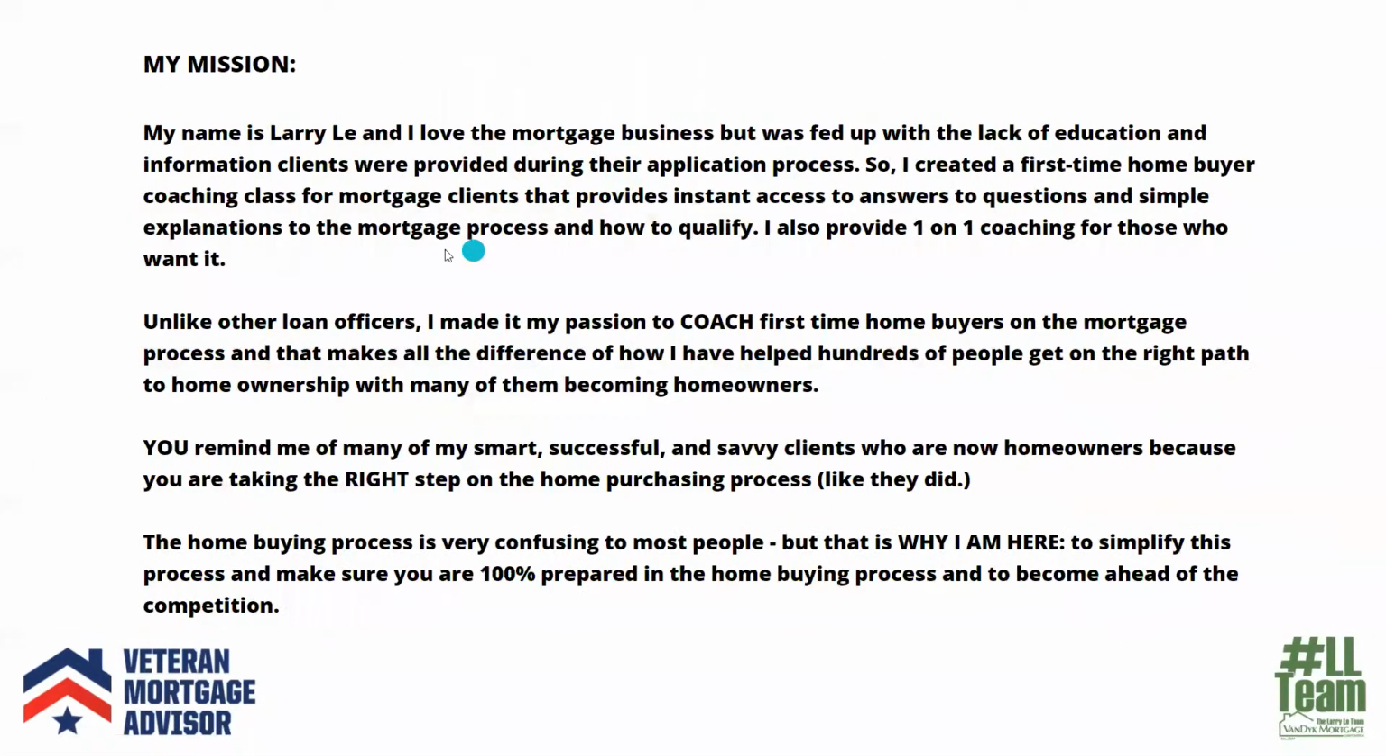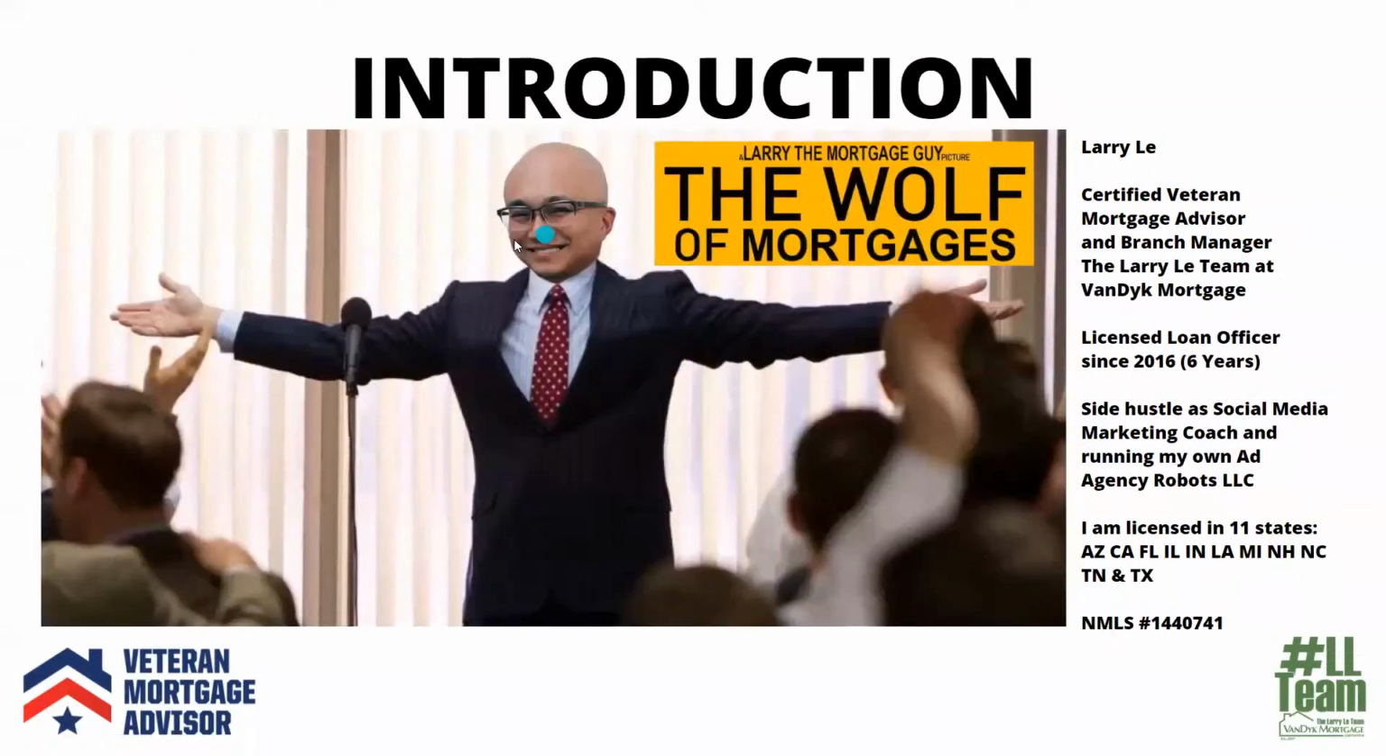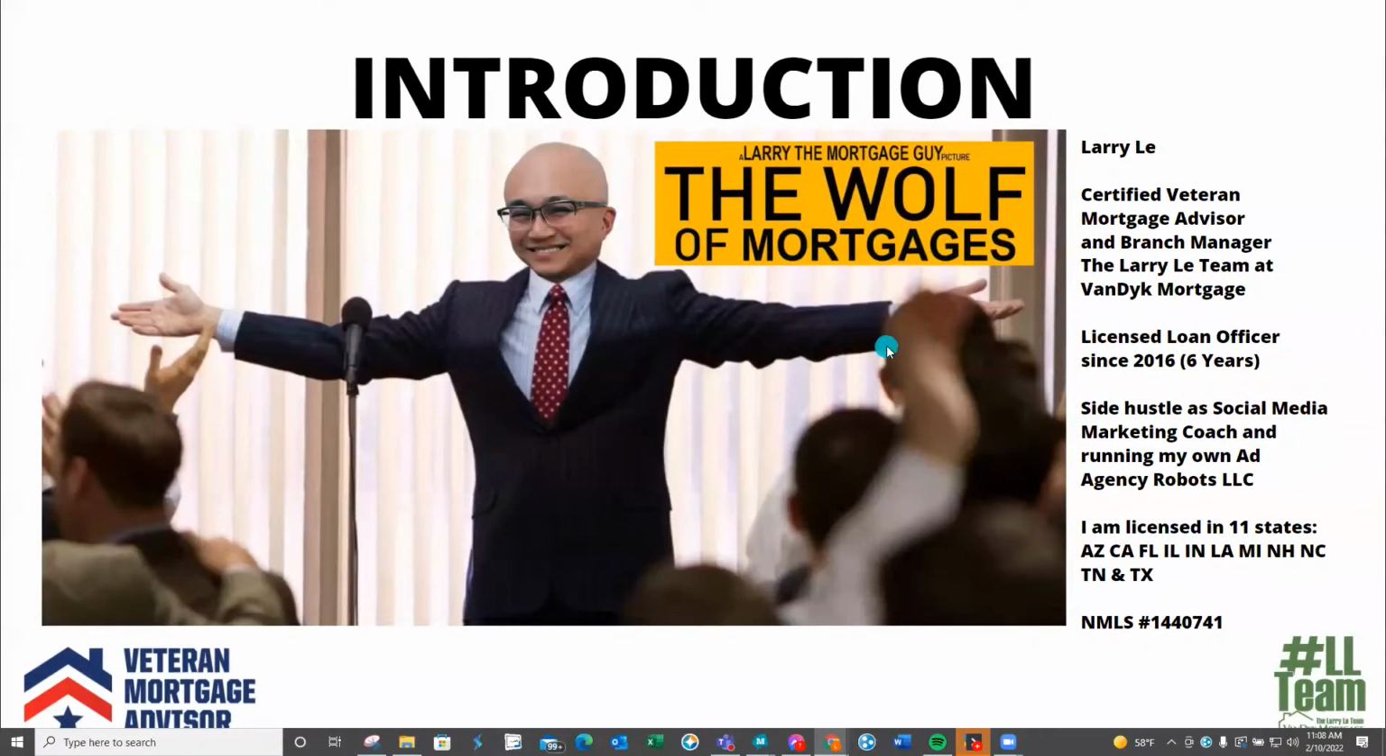Like I said, I am a certified veteran mortgage advisor and branch manager at the Larry Lee team at Van Dyke Mortgage. I'm a licensed loan officer since 2016. I always joke that I talked to someone about my wife and how long she's been in the business, and I said about a couple of years, and she looked at me like I was crazy because she was like, more like 5 years, and I was like, whoops. So that means I've been in longer than 5 years because I introduced her to the mortgage business. So I think it's 6 years based on my calculations. Either way, I would qualify for a mortgage because I've been in the business longer than 2.